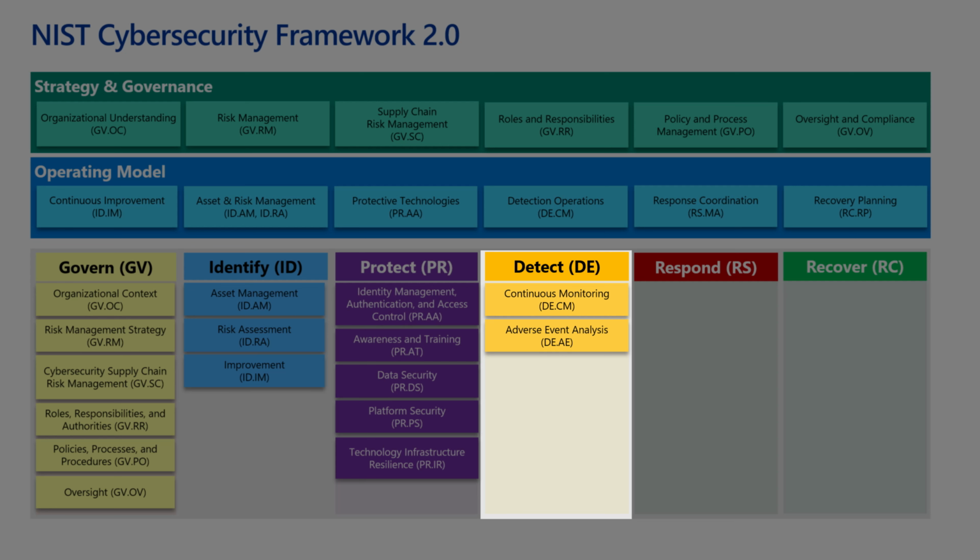In the Adverse Events Analysis element, or DE.AE, we examine detected anomalies and incidents to evaluate their severity and potential impact. This involves correlating, analyzing patterns, and determining if an incident requires a response. By understanding the nature and potential impact of adverse events, we can make informed decisions on mitigating actions.